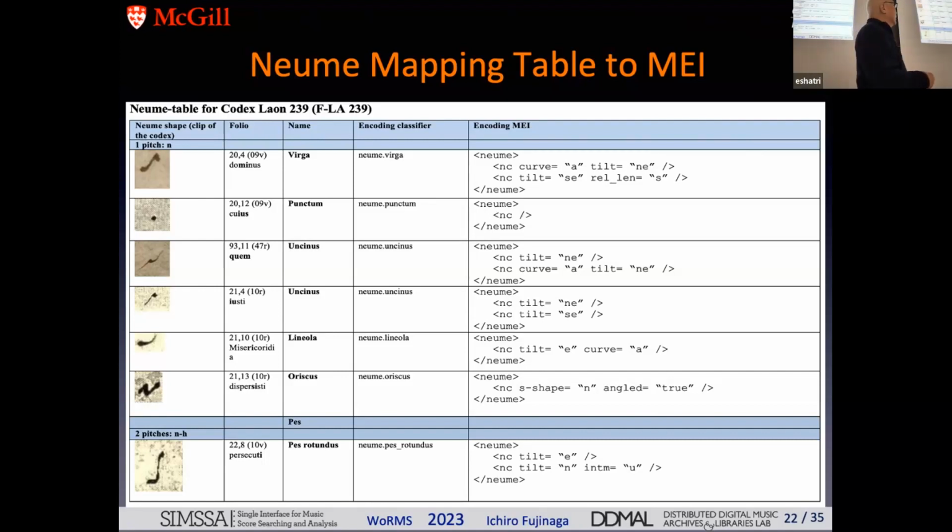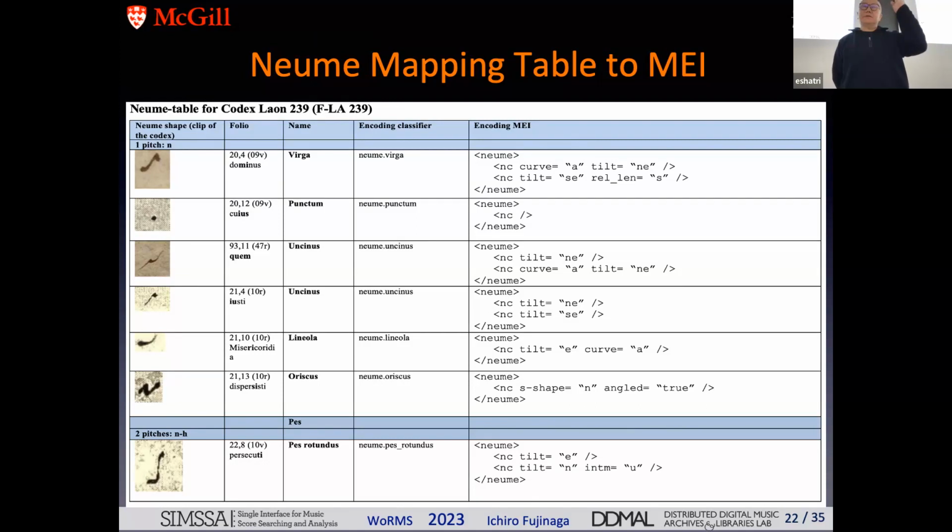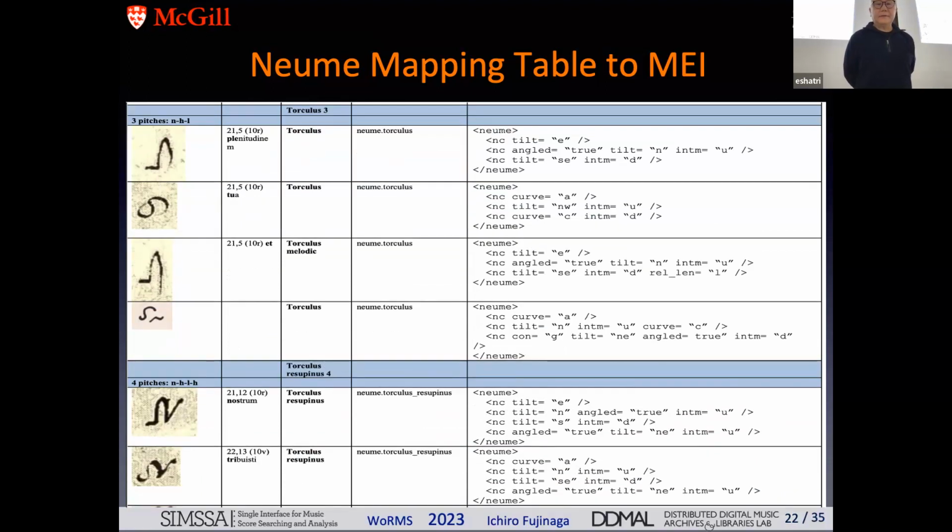So these are things like, there's a curve, and there's a tilt to northeast, right? So we have these sort of shape descriptions because there's just too many variations on the form of these neumes. So we decided to do that. So that was the big change. And there's more. It gets quite crazy.